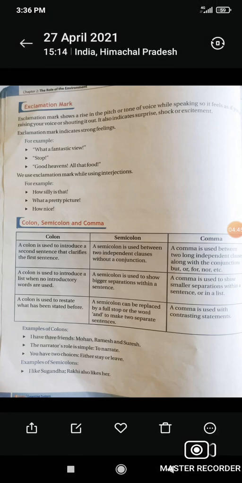So here after the first sentence we have placed a colon, and in the next words we have not used any introductory words. The next definition is that a colon is used to restate what has been stated before. We use a colon to re-mention a thing which has already been mentioned. For example, you have two choices: either stay or leave. So here we have clarified the meaning of the first statement with the help of the colon.